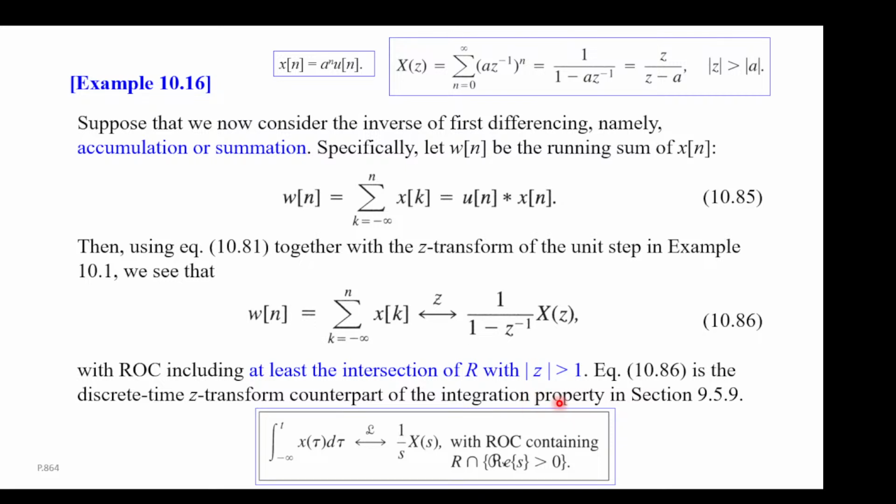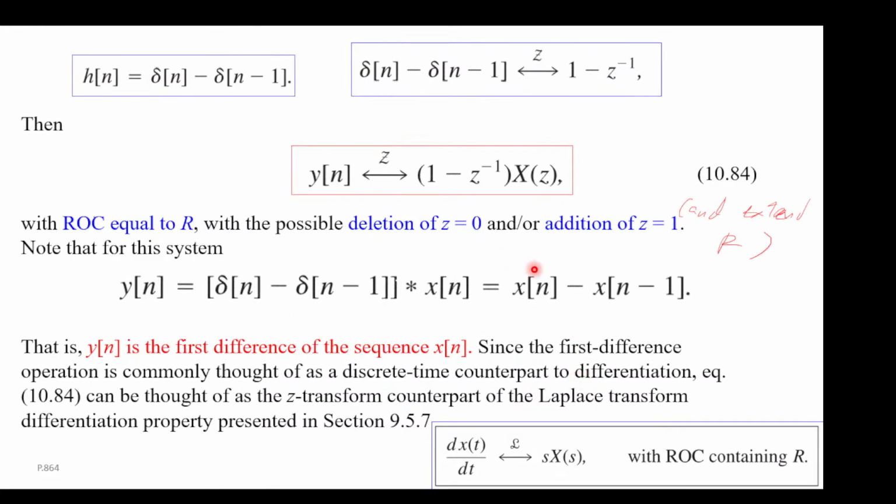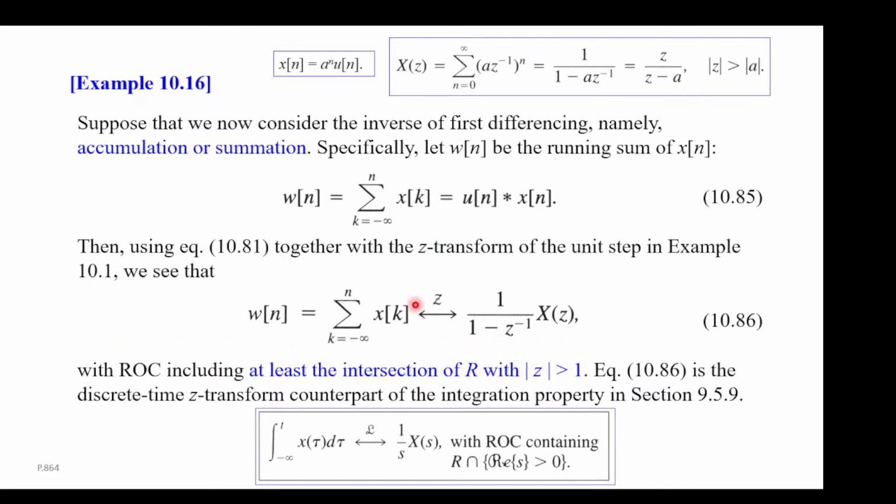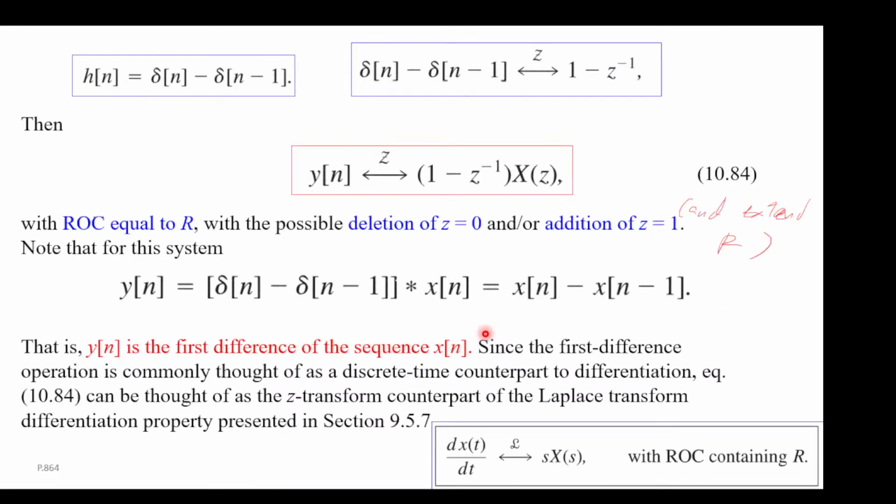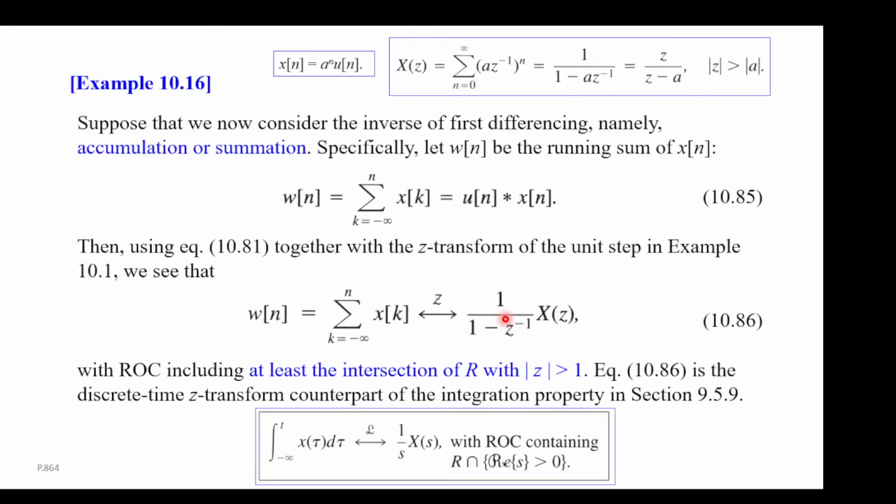Okay, and also I guess a few things to check. You see that the summation is really the inverse of the first difference, because if you multiply this with this, you get back 1. Okay.